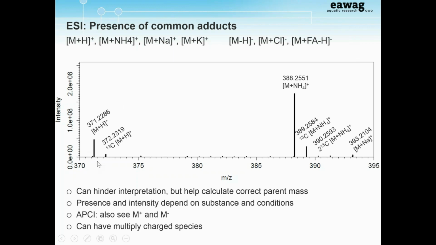The presence and the intensity of the adducts actually depends a lot on the substance, but also the conditions that you measure in, and you can actually tailor your conditions to only form one adduct if you really know what you're looking for. In alternative ionizations, for example APCI or atmospheric pressure chemical ionization, you can also see M+ and M- species rather than here M+H+ or M-H- in ESI.